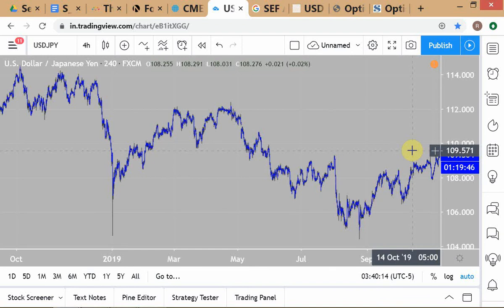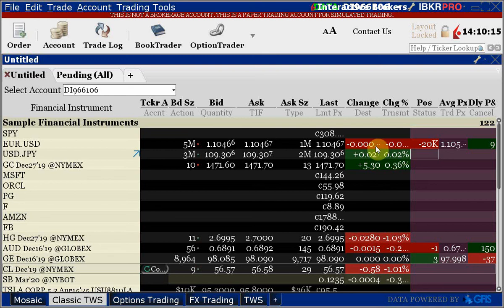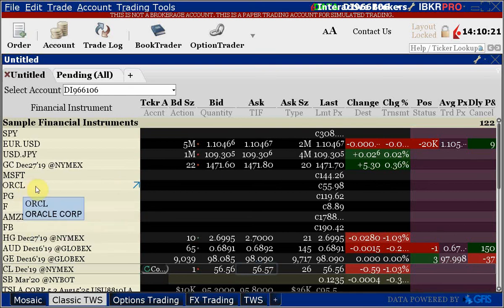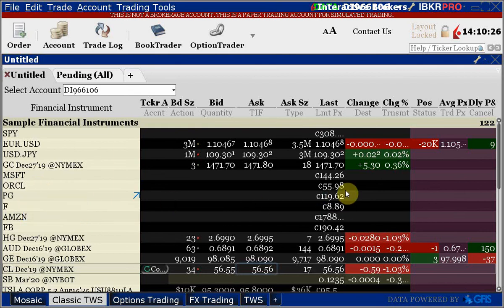If you want to buy Amazon, or trade in market lots when the market is open, say you are trading Oracle shares, this price of $55.98 is the price per share. But when you buy one lot of Oracle, you can't buy 17 shares. You have to buy 100 shares, because that's the market lot. So the money you have to put up is 55.98 into 100.